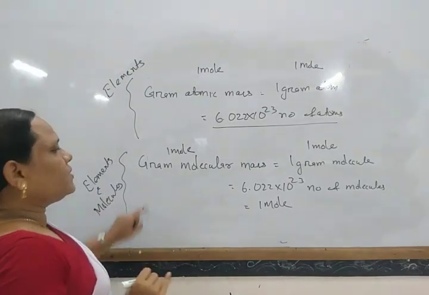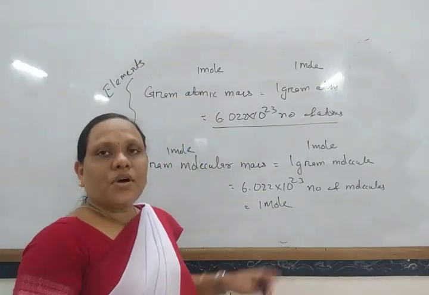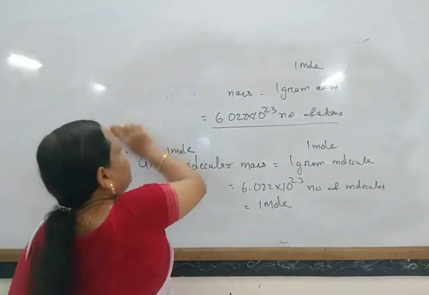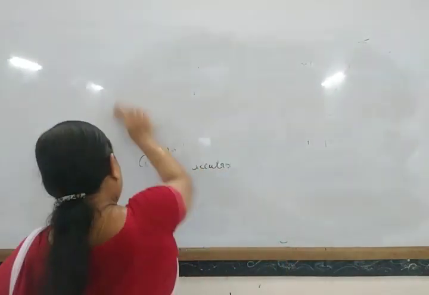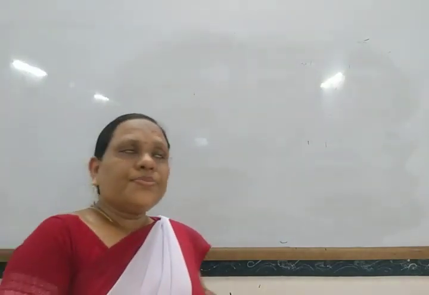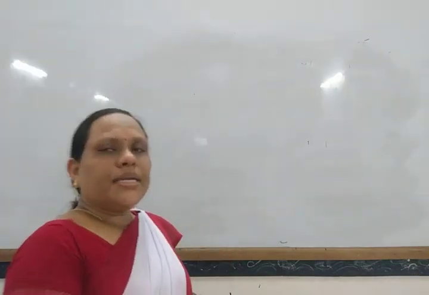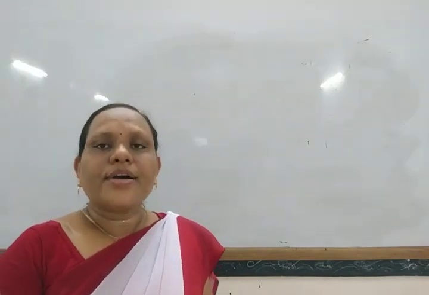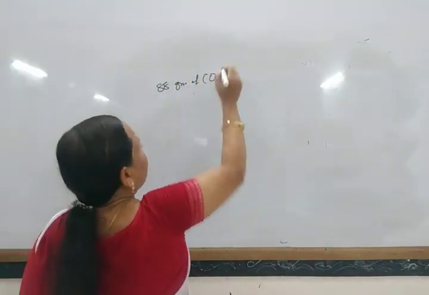Elements and molecules which exist in molecular form: this is 1 mole, this is also 1 mole. Suppose a question is given: how many moles are there in 88 gram of carbon dioxide?